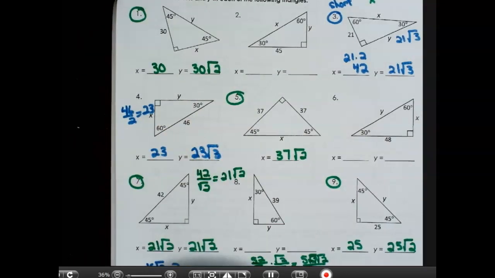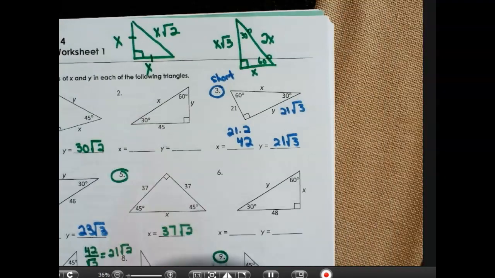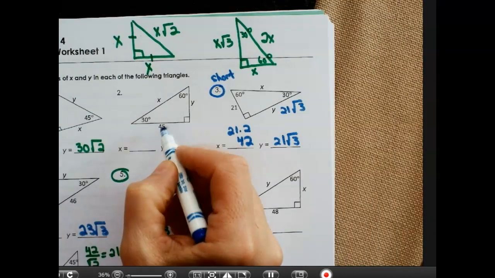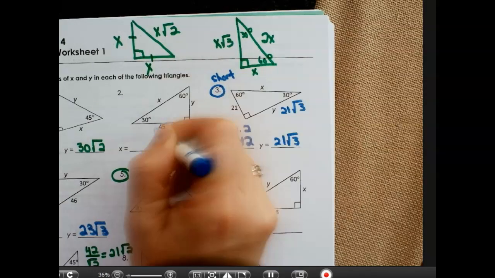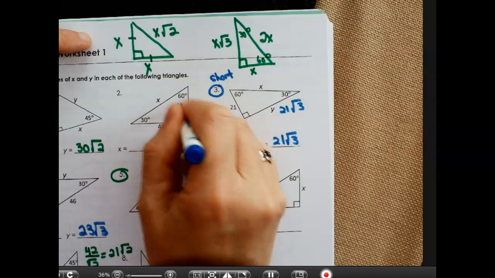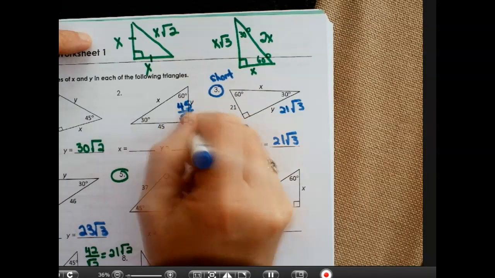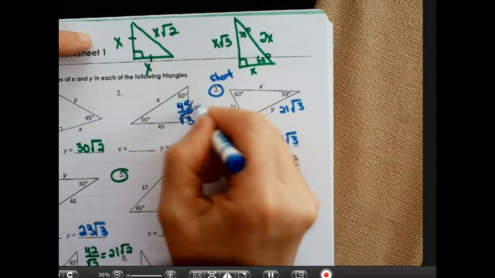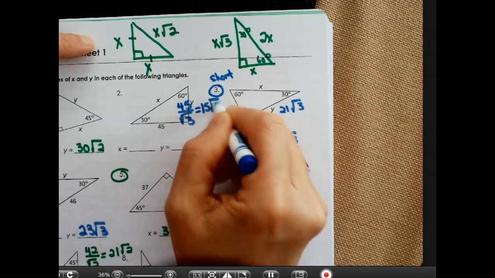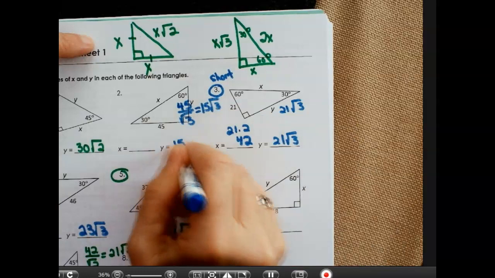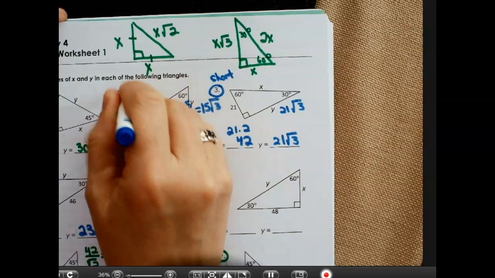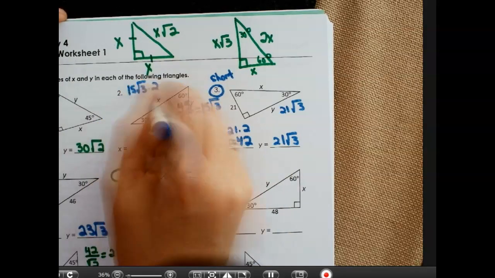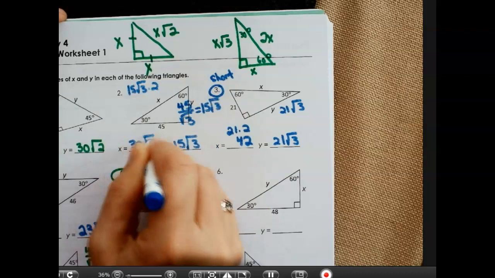Let's go take a look at one more for you. Let's go up to number 2. Again, it's a 30, 60, 90, but in this case I have the long leg. So again, let's look up here. To get from here to here, I multiply by radical 3. So that means to get to the short, I need to divide by radical 3. And again, we can use that shortcut. 45 divided by 3 is 15, and then I put my radical attached with it. And then to get from here to here, I multiply it by 2, and we get 30 radical 3.